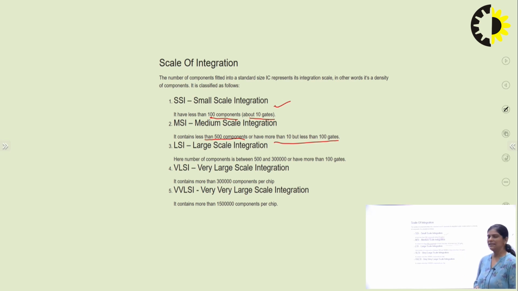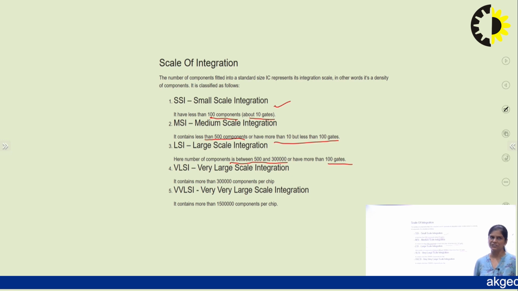Now LSI stands for large scale integration. In this, components are between 500 to 3 lakh, or more than 100 gates are there. Now the fourth one is very large scale integration, with more than 3 lakh components per chip. Now the last one is VVLSI, more than 15 lakh components per chip. So this is the classification of scale of integration while we are designing a chip. So there are 5 types.